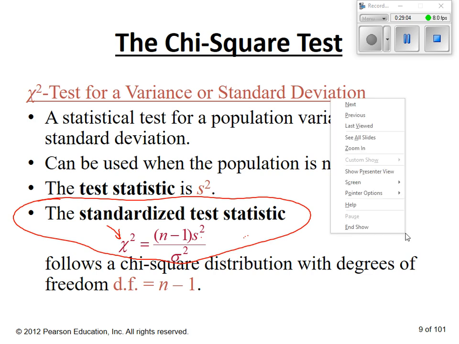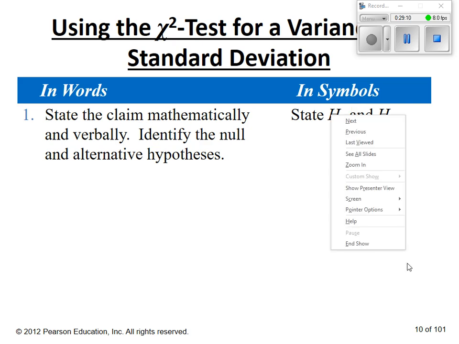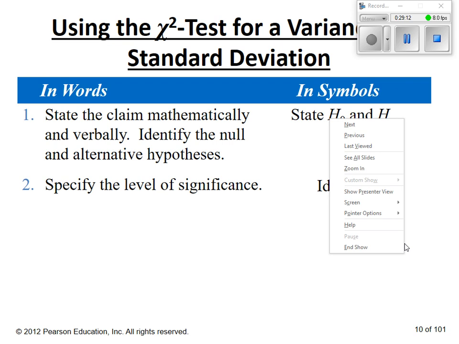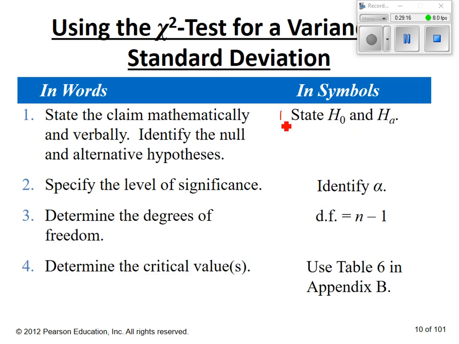I think I've written that equation down like 4 different times. Yeah, it's sort of the same one. Steps to do this. Number 1, same thing. Number 2, figure out what your alpha is. Number 3, this time you're finding your degrees of freedom. Number 4, use table 6 to find your critical values.